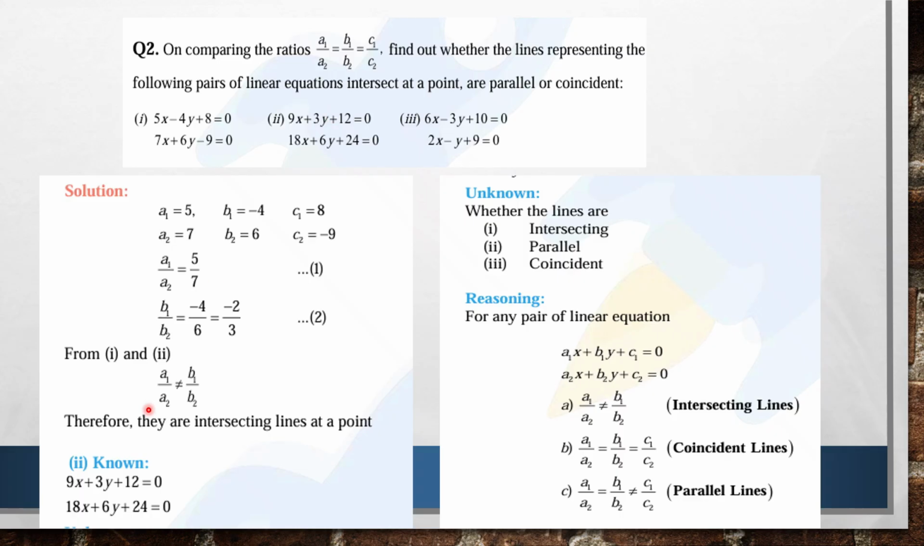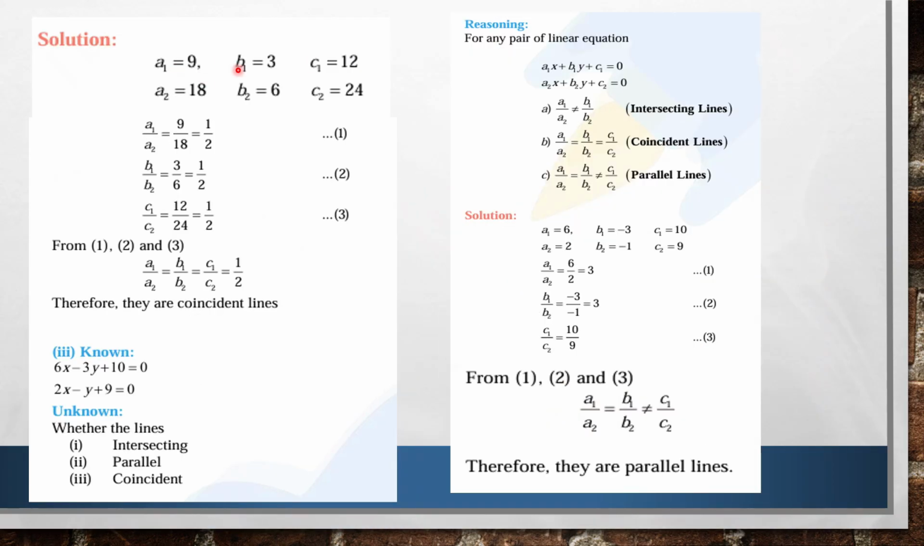Second one, 9x plus 3y plus 12 is equal to 0. 18x plus 6y plus 24 is equal to 0. Here a1 is 9, a2 is 18, b1 is 3, b2 is 6, c1 is 12, c2 is equal to 24. Again, by using the formula, here you can see a1 by a2 is 1 by 2, b1 by b2 is 1 by 2, c1 by c2 is 1 by 2.